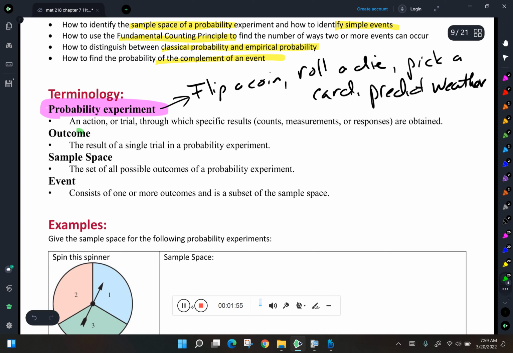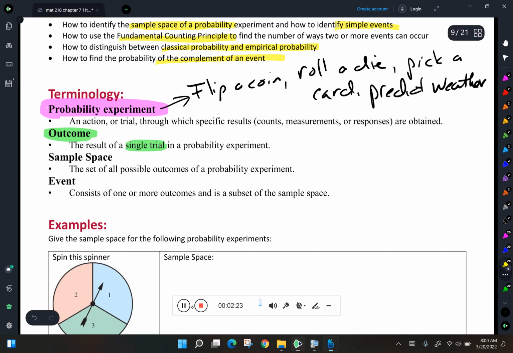All right, more terminology. Outcome. An outcome is the result of a single trial of your experiment. So if you flip a coin and it lands on heads, you have just received an outcome for that experiment. The outcome was coin landed on heads. So it is the result of a single trial. So one flip of the coin, or one roll of the die, or one pick of a card, or one prediction of the weather. Okay?